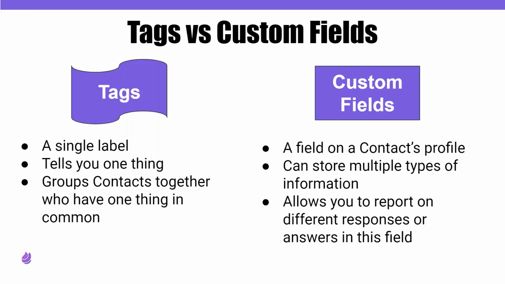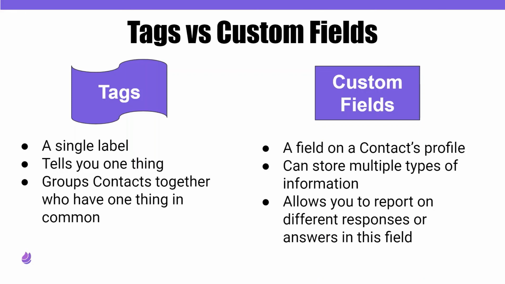There's no way to use tags to track information about what someone isn't, or to take that even further, and that's where custom fields come in. Custom fields is an actual field within a contact's profile, and it can be edited, it can be changed, it can store multiple types of information. So unlike tags, use custom fields to store different levels of information, and it allows you to report on the different responses within a field.